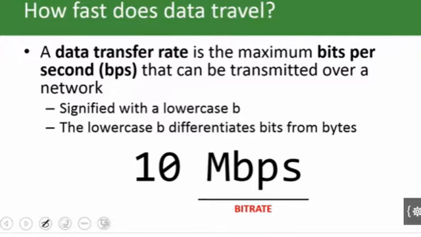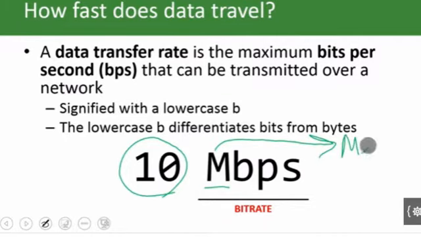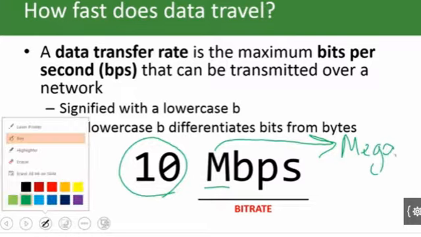The speed that data travels is measured by bits per second, right? That's called its data transfer rate. So we signify this data transfer rate as in, we've got the number there, so 10, right? And then M, which in this case stands for mega, right? And then we have a lowercase b.